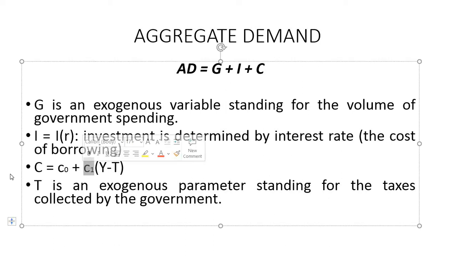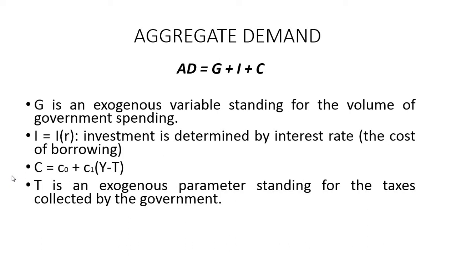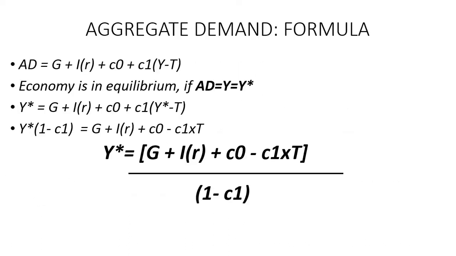And C1 is MPC, or marginal propensity to consume, and it describes the proportion spent on purchasing goods and services out of an additional unit of income. Okay, I believe it's fine.